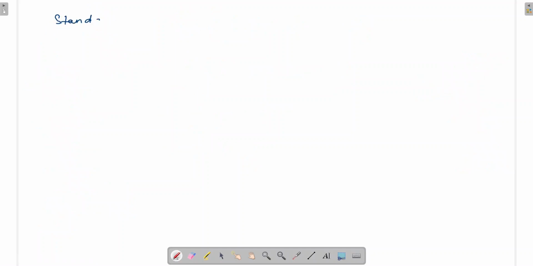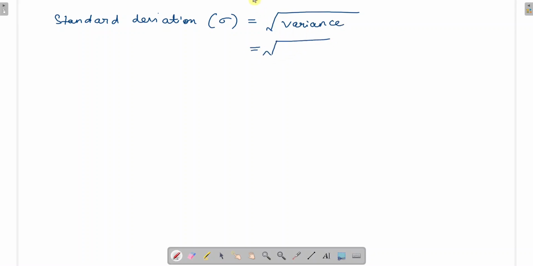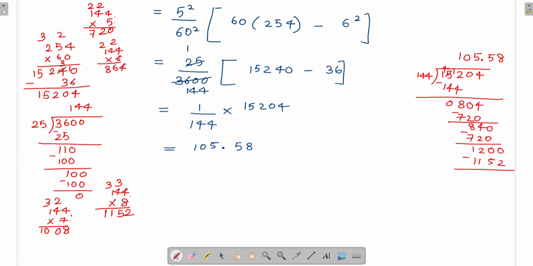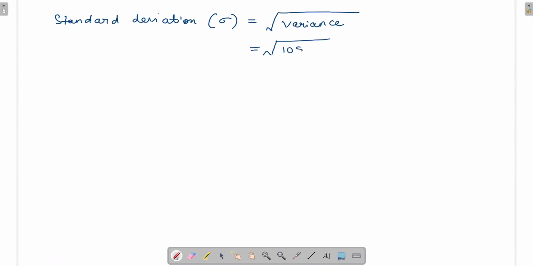So standard deviation is sigma, that is root of variance, so that means root of 105.58. So let us find the root of 105.58.